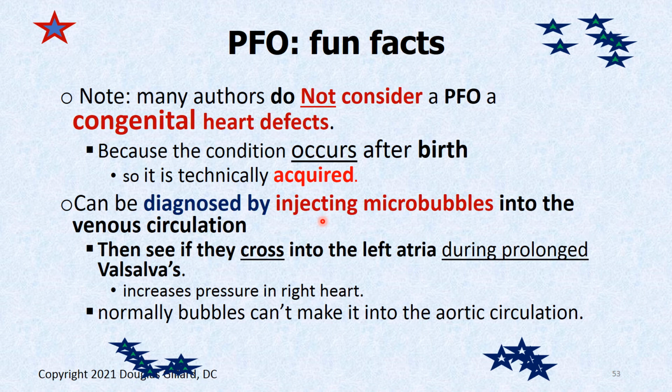You can make the diagnosis by injecting micro bubbles into the venous circulation, usually into the femoral vein. You can inject these little micro bubbles, and under ultrasound or under fluoroscopy, you can have the patient do a Valsalva's maneuver and push down real hard as those bubbles pass through the heart, and that raises the pressure in the right side of the heart when you push down, and you can see the bubbles cross over. You got yourself a PFO.